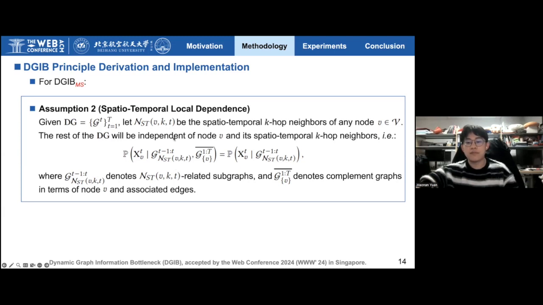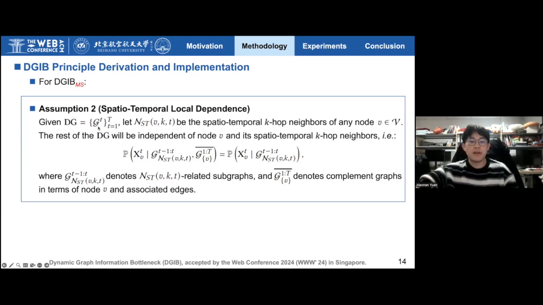So to solve the above challenges, we propose the spatial temporal local dependence assumption. Given the dynamic graph, let N_ST be the spatial temporal k-hop neighbors of any node V; the rest of the whole dynamic graph will be independent of this node and its spatial temporal k-hop neighbors.